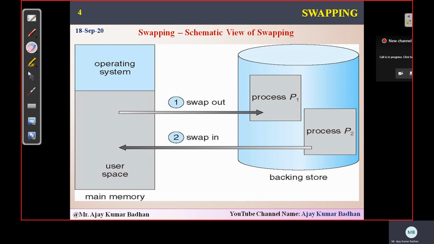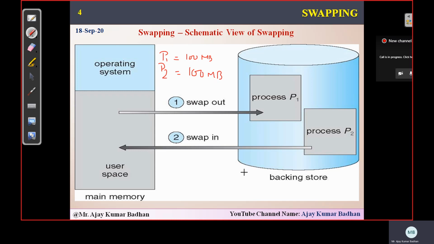Now let's do some mathematical calculation to identify how much time it generally takes to swap out a process and swap in a process. Since we have two processes here, let us take only two. Let us assume that process P1 has a size of 100 MB. In the same way, process P2 has a size of 100 MB. I want to find out how much time it takes to swap out and swap in these two processes.